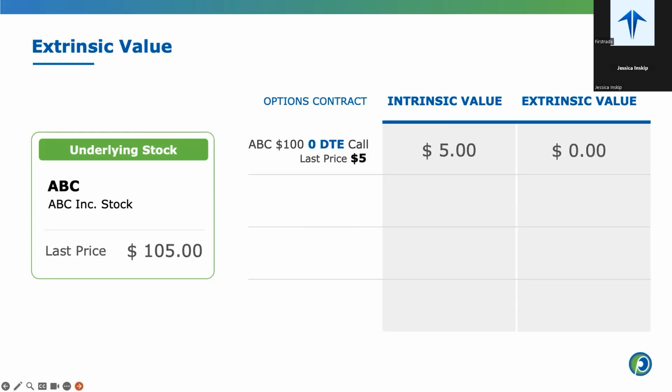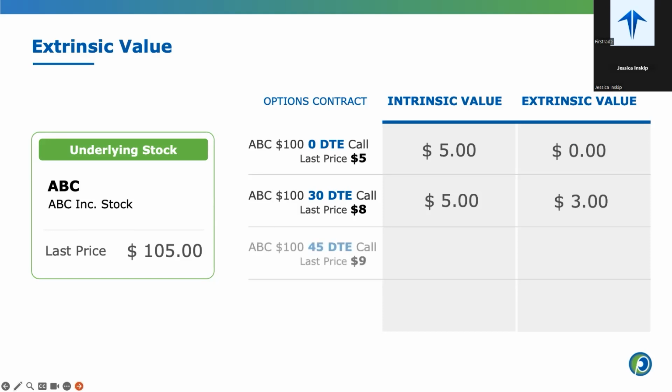And that tends to change also even rapidly throughout the day. Let's look at 30 days left until expiration, same strike call. This one is $8 a share. Well, we've got intrinsic value, still the same, $5 because it's the same strike price. Now, just the excess is the extrinsic value, which is $3. And we've given ourselves another 30 days. So it makes sense that there is some extrinsic value component to this option's premium.